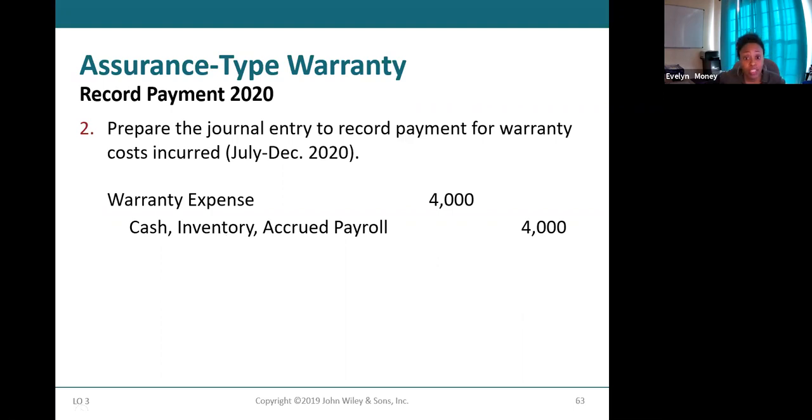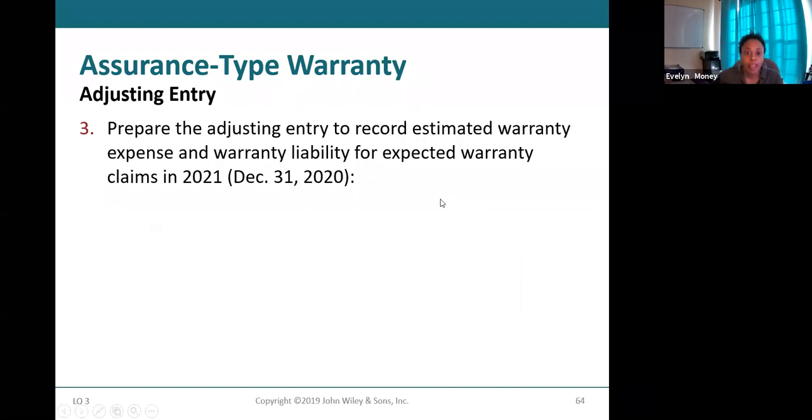Now, those are my actual warranty costs during 2020, and notice that we made the sale in 2020. So it's okay that I record this warranty expense in 2020. I'm not violating the matching principle. But what about my 2021 costs? If I wait to record warranty expense related to this sale in 2021 when it actually happens, I end up violating the matching principle. My sale happened in 2020, the warranty cost happened in 2021.